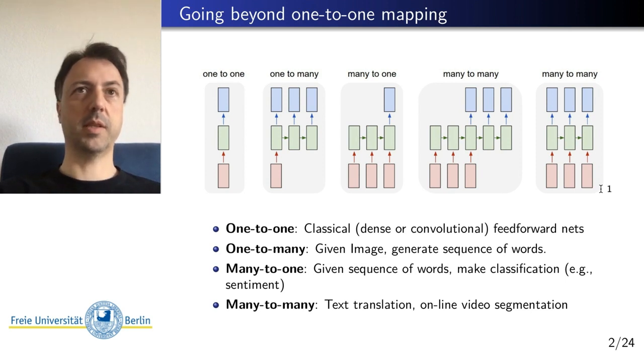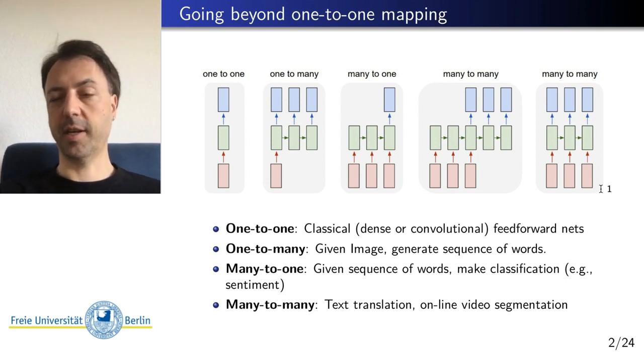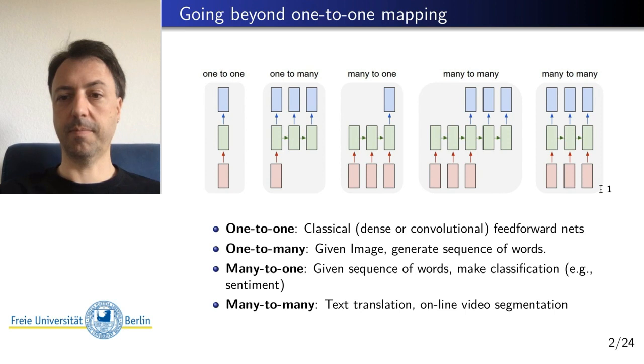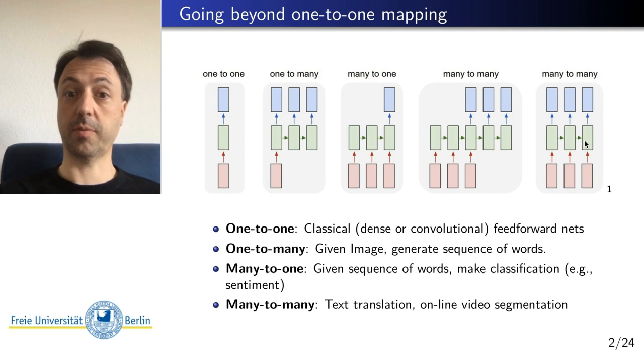Many-to-many in sync would be something where we want, for example, a simultaneous translation of a spoken text that is live, let's say. So we don't want to spend time on processing the text. We want to do the translation as soon as possible. So these are all examples of where a recurrent neural network could be used.